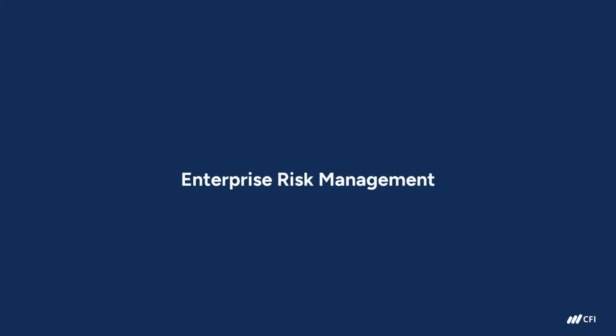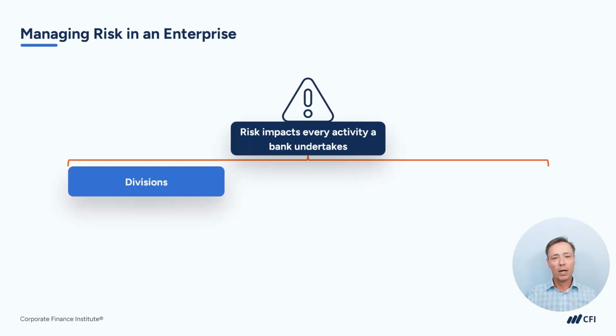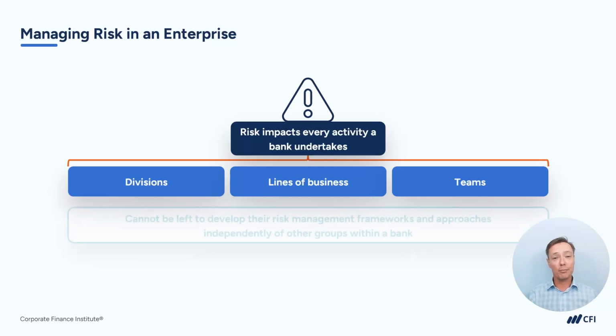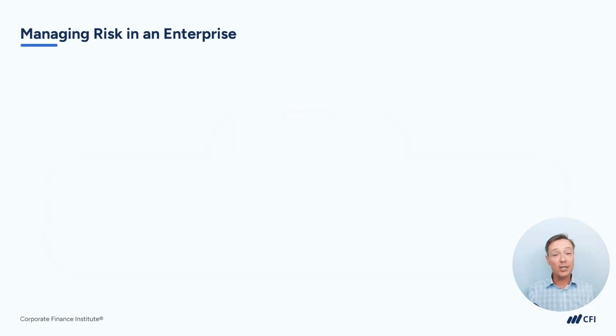Because risk impacts every activity that a bank undertakes, divisions, lines of businesses, and teams can't be left to develop their own risk management frameworks and approaches independently of other groups within a bank. Instead, risk management is developed at a strategic firm-wide level.